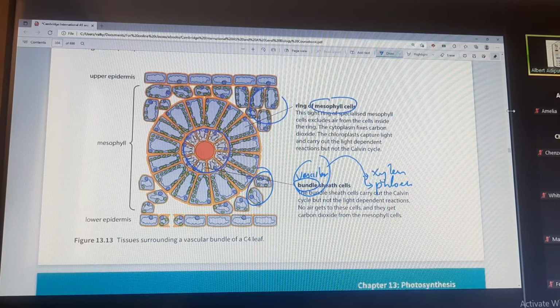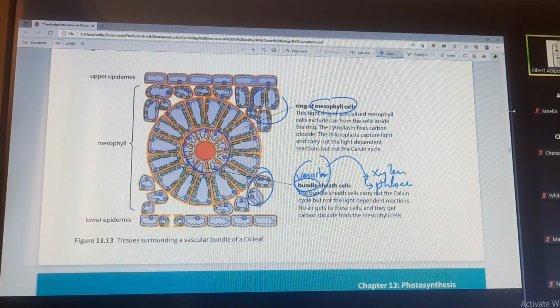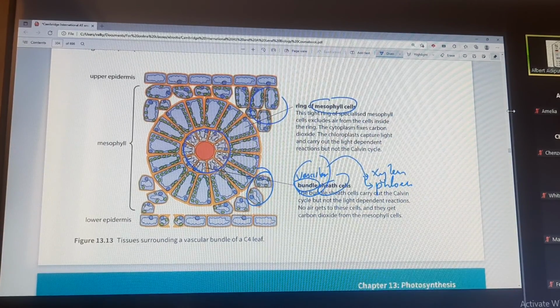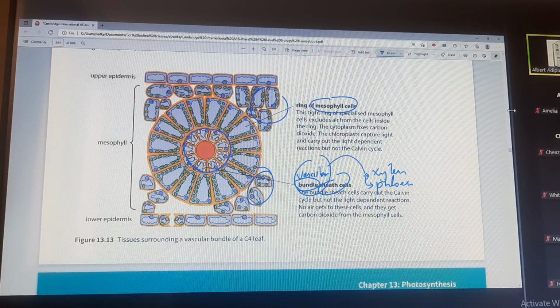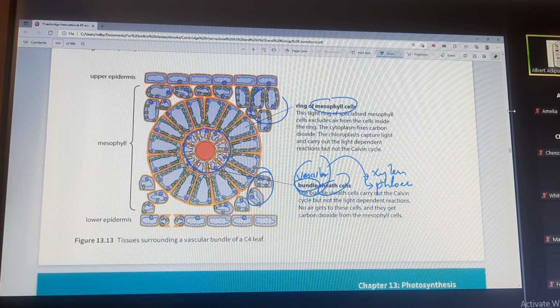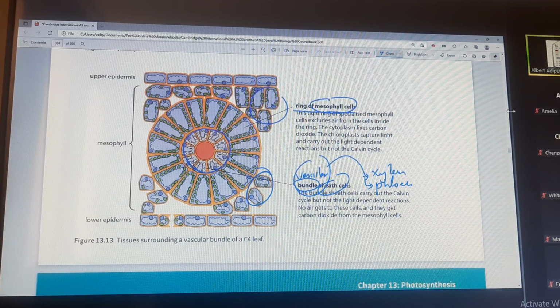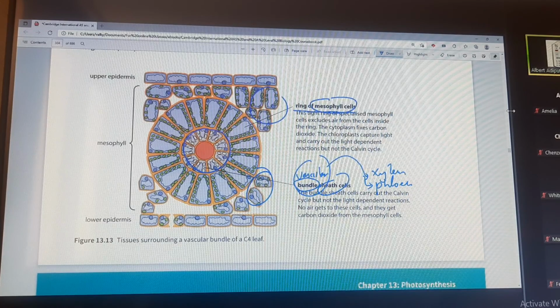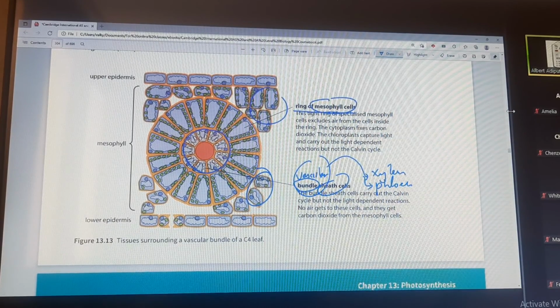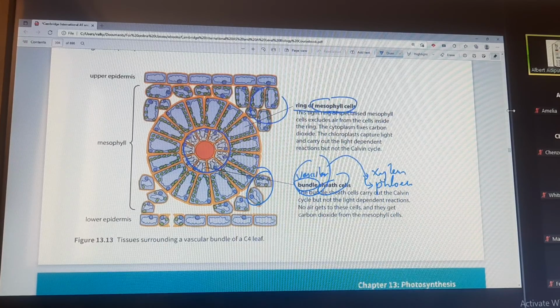In a C4 plant, the xylem and phloem are enveloped by another set of cells called the bundle sheath cells. Now, as if it is not enough, the bundle sheath cells are surrounded more by a ring of mesophyll cells. So these are not palisade nor spongy, they're just a ring of mesophyll cells. And just like any other mesophyll cells, they have chloroplasts and they can perform photosynthesis, although a bit different. The way it does the photosynthesis is a bit different.